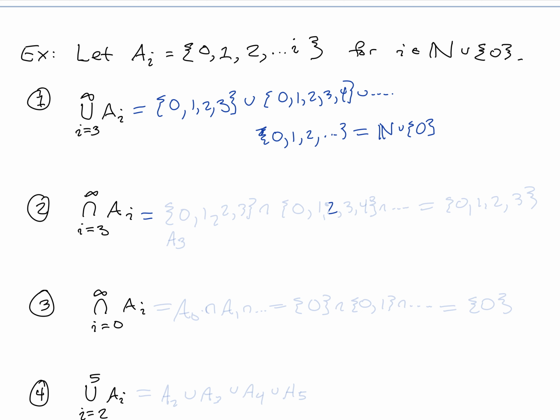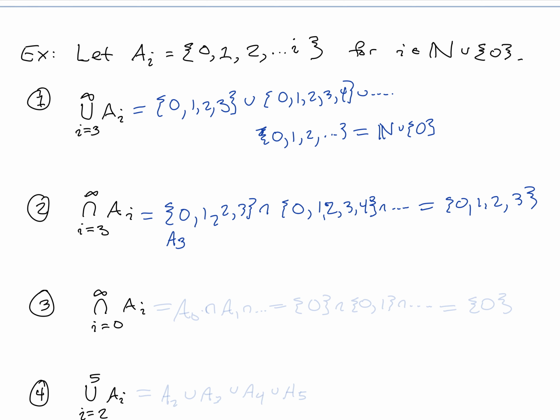What if we take the intersection of those sets? So A3 is 0, 1, 2, and 3, intersected with A4, which is 0, 1, 2, 3, and 4, intersected with, and so on forever. What elements are in common with every one of those sets? Well, we see that 0, 1, 2, and 3 are in each of those sets. There's nothing else that's in common between every one of the rest of those sets.